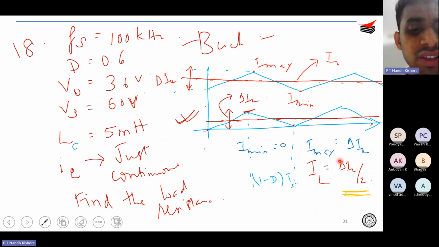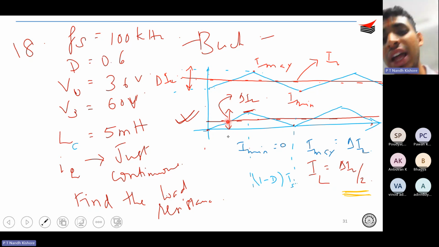So this is a question. The question is find out the load resistance in this case. Okay. So since you are told that it's just continuous, your I min is 0. I min, the lower value of your inductor current, is 0 and it reaches an I max and then it drops to 0. So you understand that delta IL, the peak to peak ripple, is between I min to I max. That is I max minus 0 over here, right? So delta IL is equal to I max.